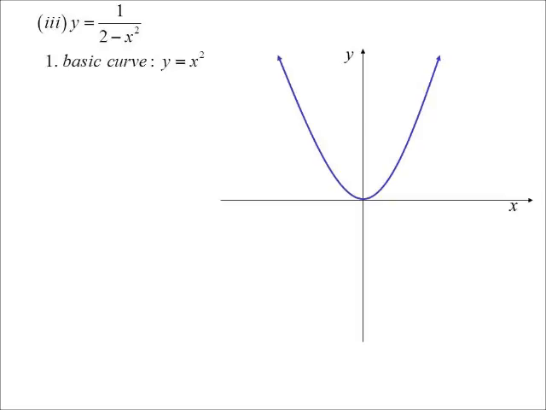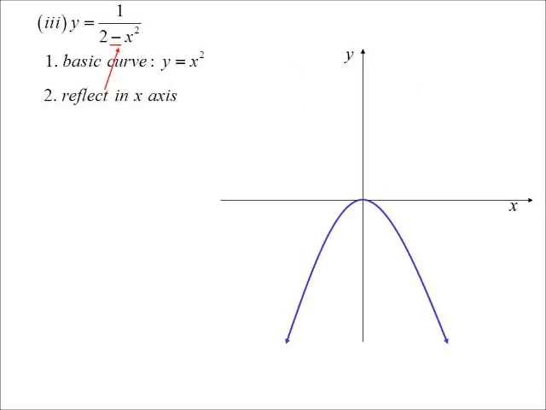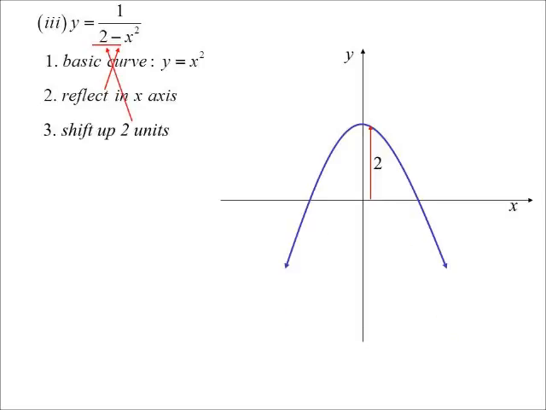Let's have a look at a reciprocal one. So the original graph is actually just y equals x squared. But I've got negative x squared. Well, that means I'm going to reflect. Hang on, I've got 2 minus x squared. I'm now going to shift it up 2. So now I've got the graph y equals 2 minus x squared.